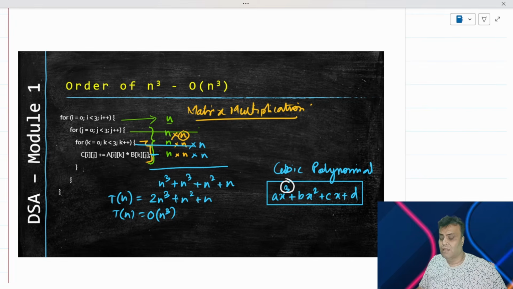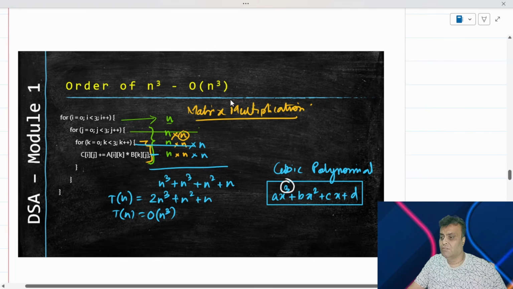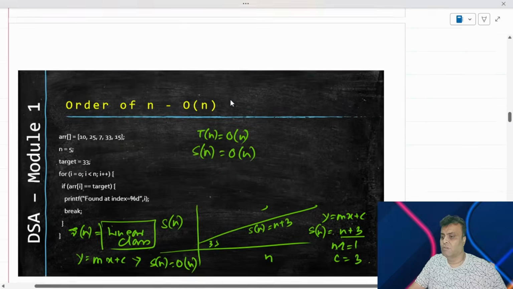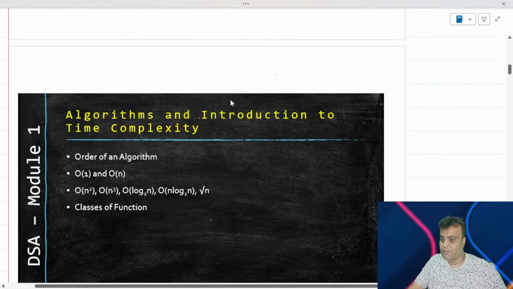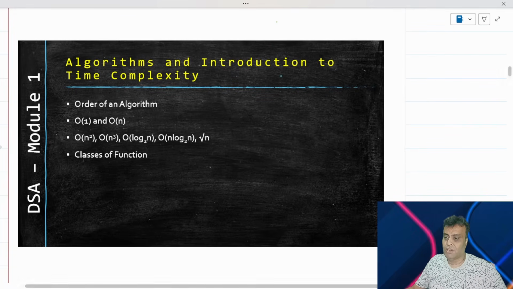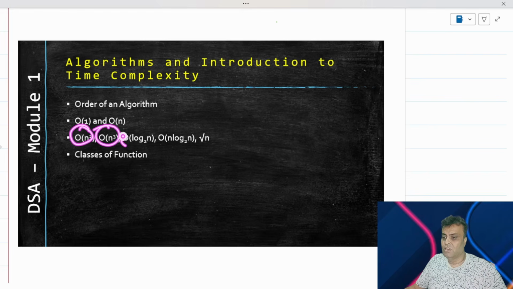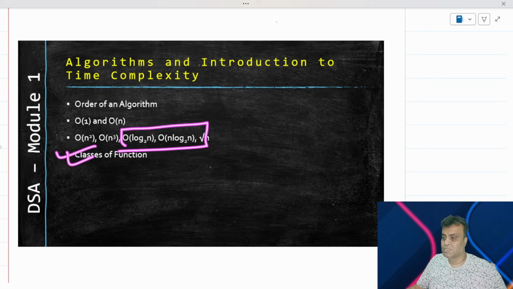Right? So with that, we have established various facts. We have understood what time complexities are. We have understood why order of 1, why order of n. We have taken examples of order of n square. We have taken examples of order of n cube. Now we will do these last 3 after a break, and then we will close off the session with classes of functions. Let's meet on the other side of the break.